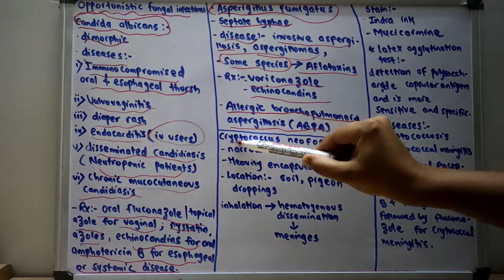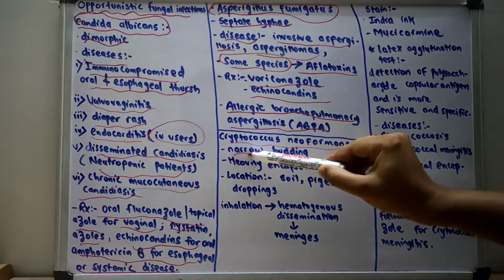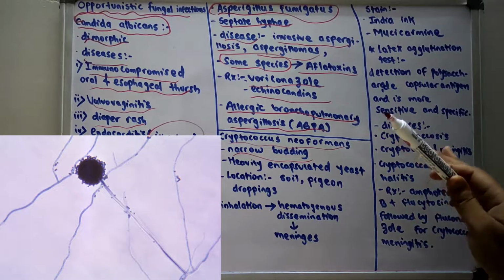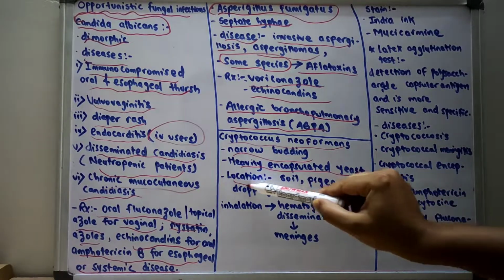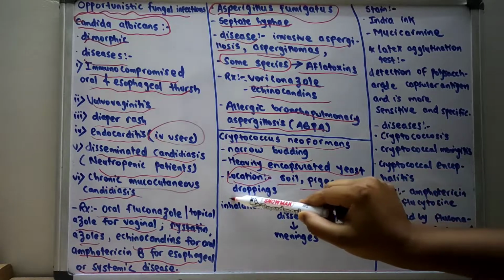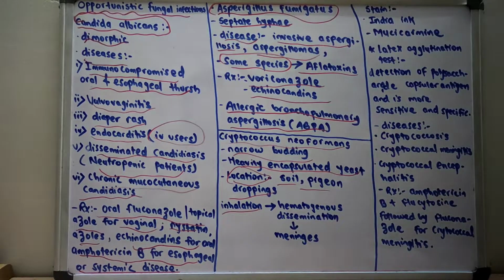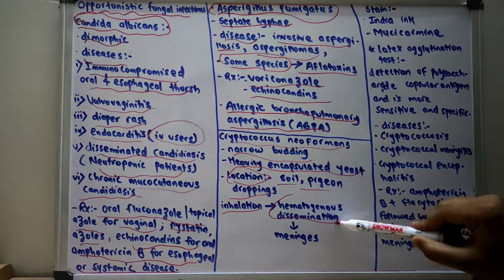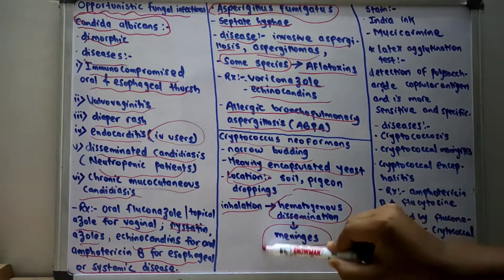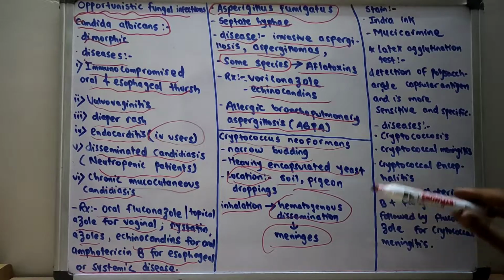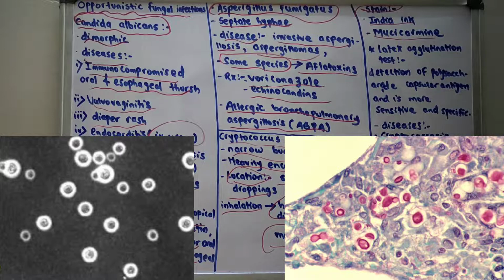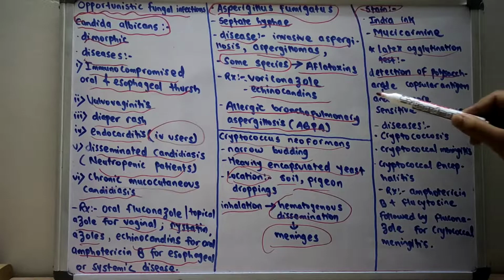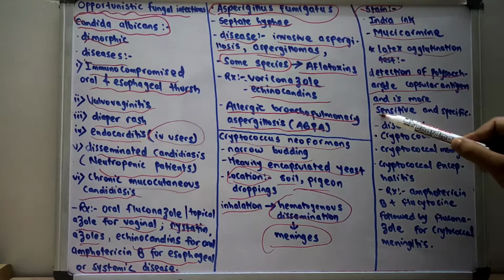Now moving towards Cryptococcus neoformans, there is narrow budding of Cryptococcus neoformans, which you can see in this picture, and it is a heavily encapsulated yeast, mainly found in soil and pigeon droppings. If you inhale Cryptococcus neoformans, there could be hematogenous dissemination, and it can also cause meningitis. Various stains are available, like India ink stain and mucicarmine stain. The latex agglutination test detects the polysaccharide capsular antigen and is more sensitive and specific.